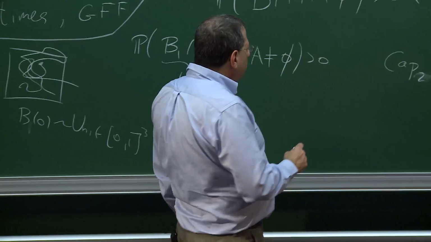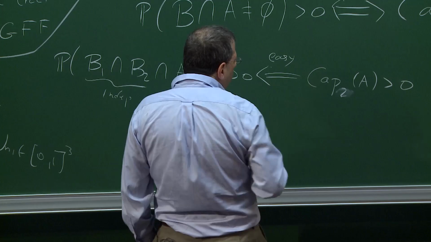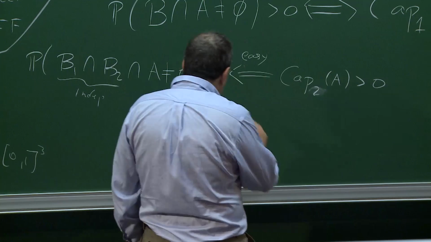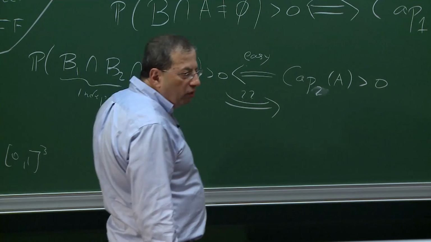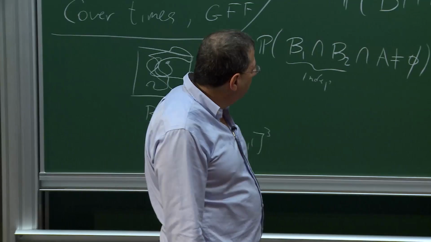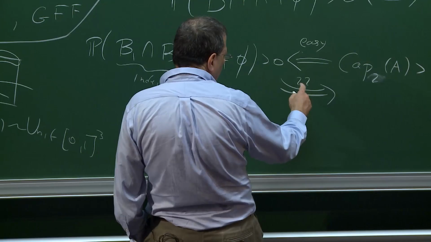So this direction was relatively easy, kind of a second moment argument, and was well known. But this direction was open for a long time in the 80s. Various good people thought about it. And already as a grad student, I was very interested in this question. I didn't solve it then. And the first solution was actually obtained. So this is true, but not easy.